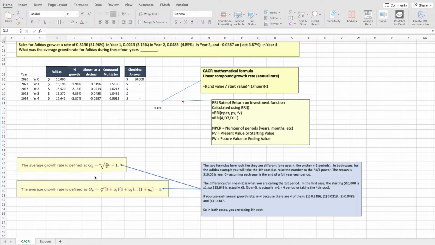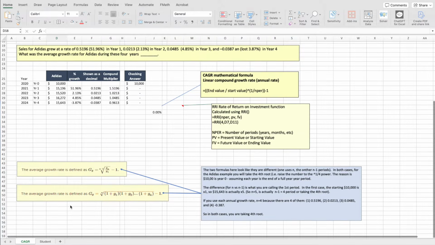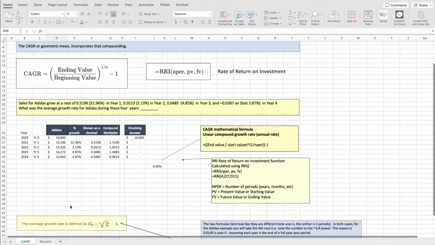And these are two different ways mathematically that you can figure out the compound annual growth rate of an investment or any value. You can even do it for something like the inflation rate, to figure out what the inflation rate has been over the last several years.